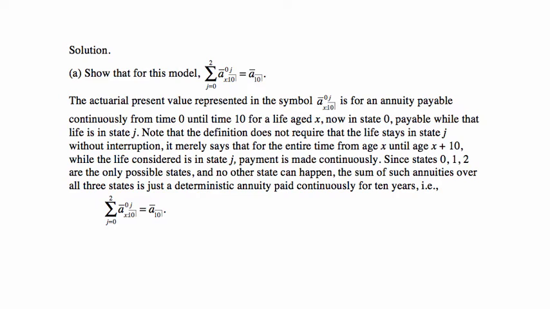Now, since states 0, 1, and 2 are the only possible states, at any moment in time between time 0 and 10, this life is going to be in one of the three states. No other state can happen. So the sum of those annuities over all three states is just a deterministic annuity paid continuously for 10 years, because at any moment in time, one of the three payments has to be made, and they exclude each other. They can't be paid together. So that means that the sum of these annuities is a deterministic annuity.